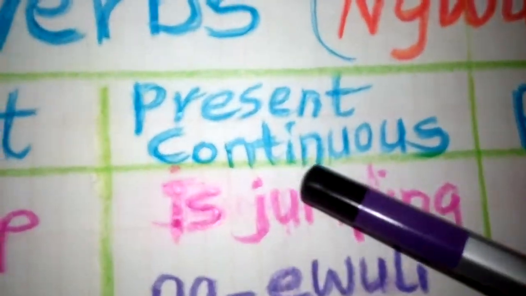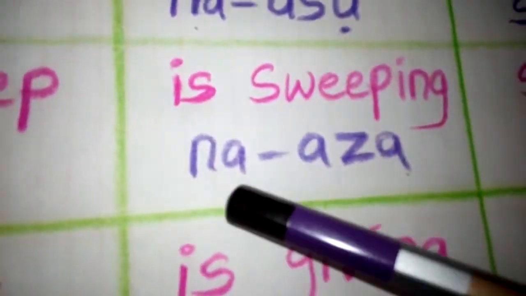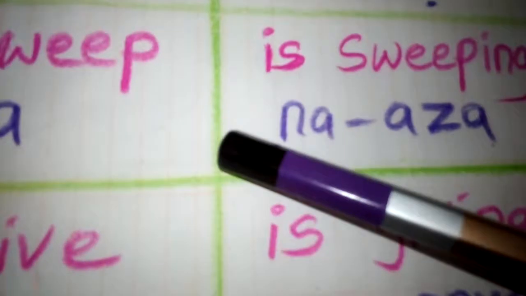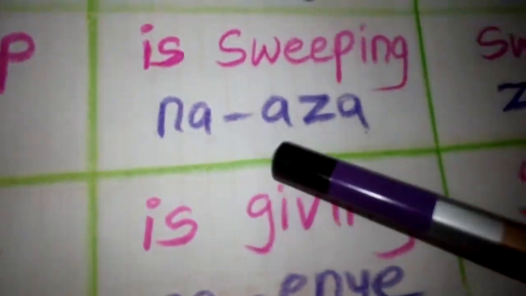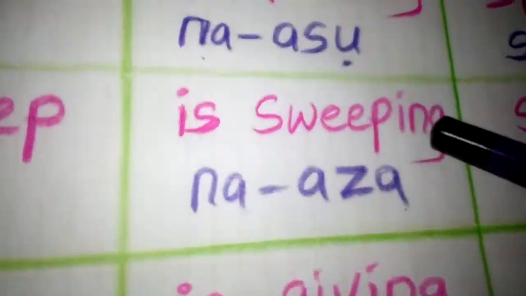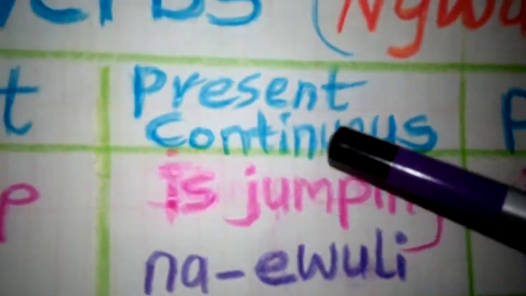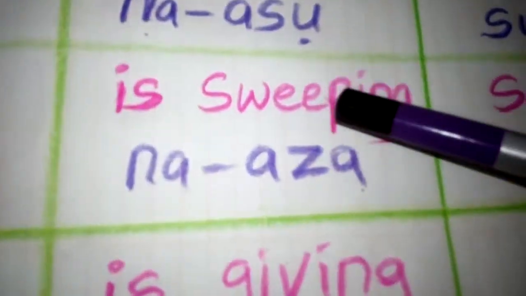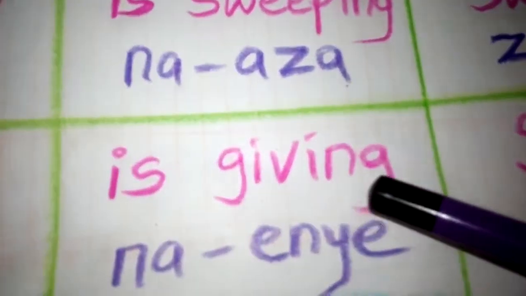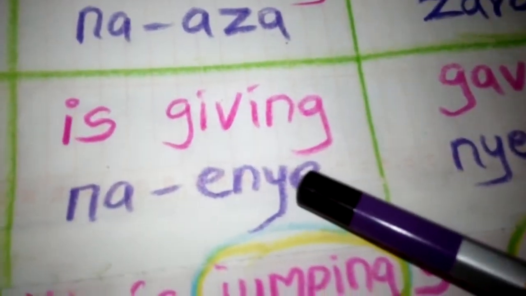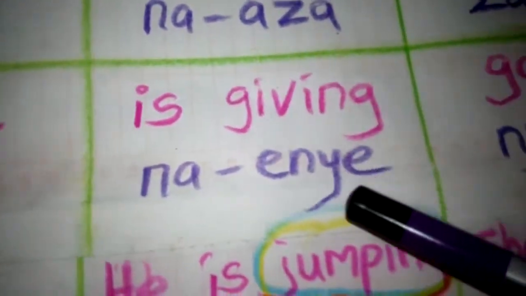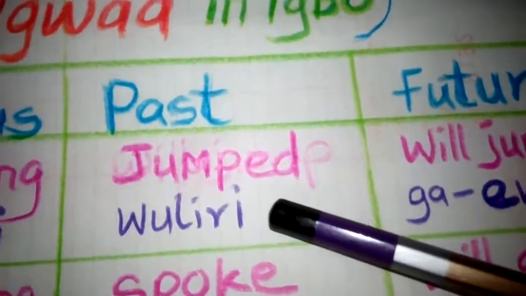Present continuous is David is sweeping. David na-aza ụlọ. David is sweeping the house. Continuously, he's doing it now. So ing is for continuous. You must put this na to show continuous.